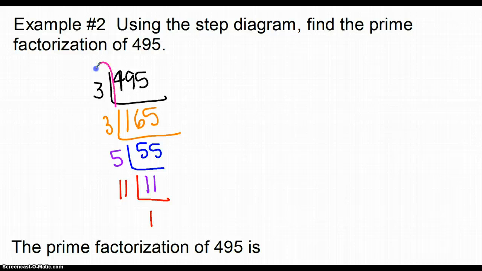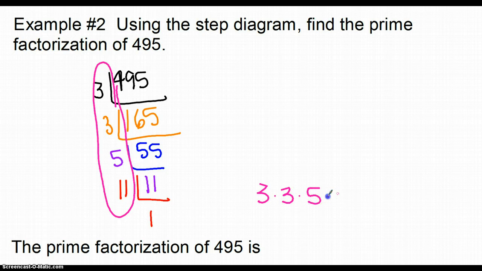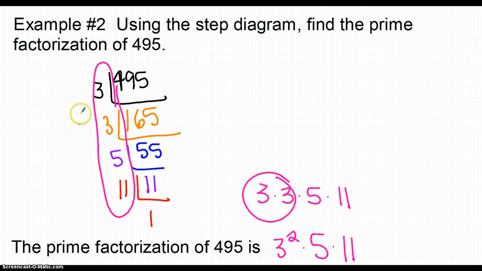So I go over here, I look for my numbers outside my bars, and I have 3 times 3 times 5 times 11. And your answer then, I combine these, is 3 squared times 5 times 11. Once again, the order in which you do this can be different, but your final answer will always be the same.